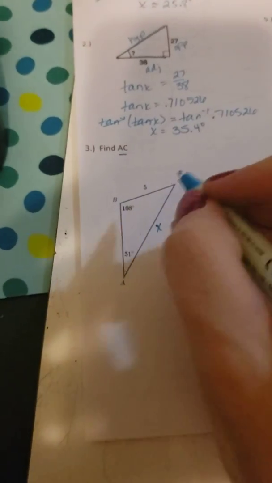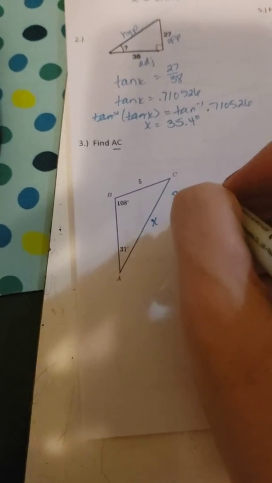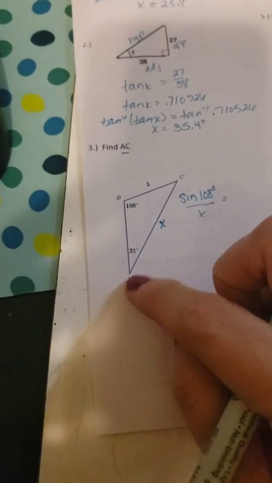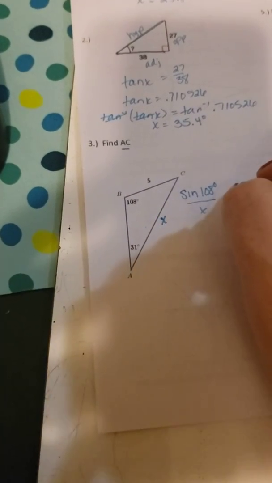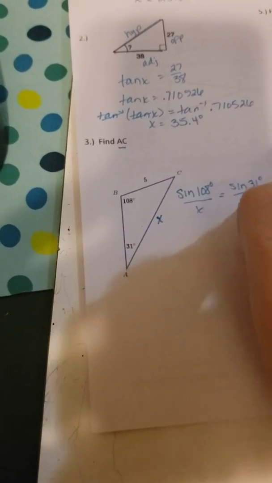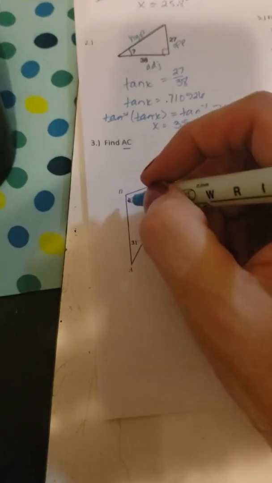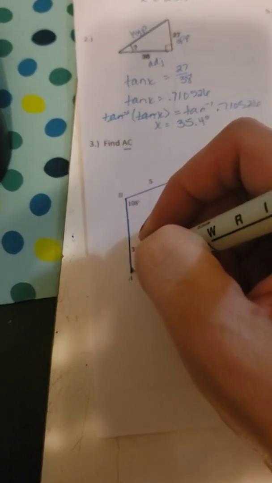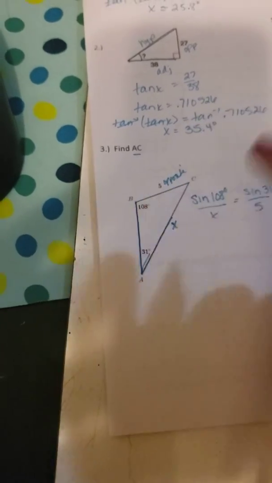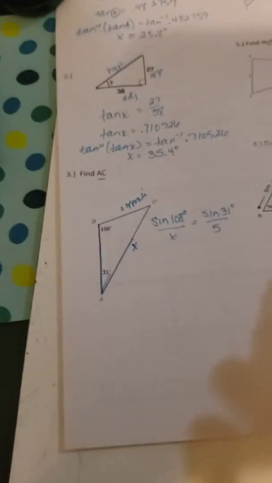So what that would look like in our problem is that the sine of 108 divided by X is equal to, I have 31, so I can do sine 31 divided by 5. Here's my 31. The opposite side is always the side that doesn't make up the angle. So these two sides make up the angle, so that means that that one is its opposite. And so that would be side A, and that goes with the angle that's 31 degrees.